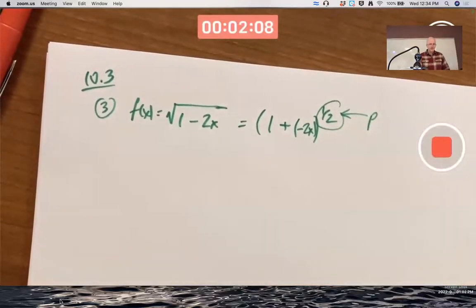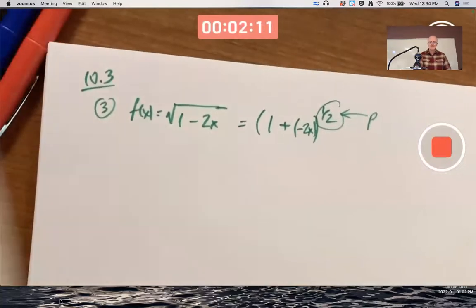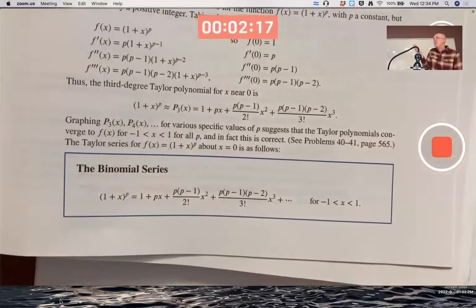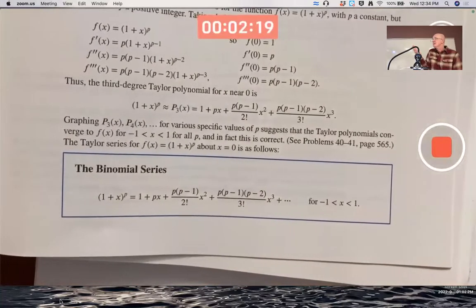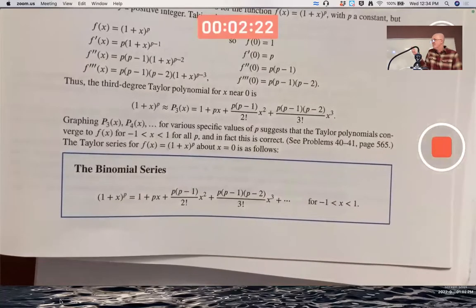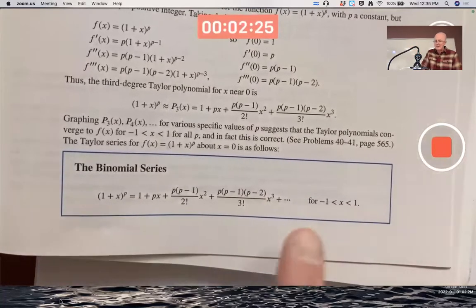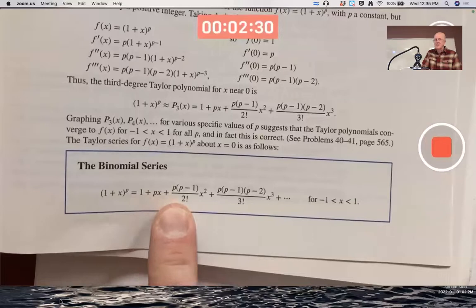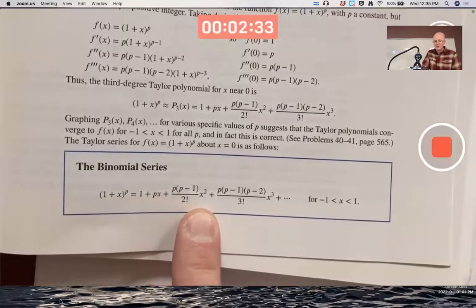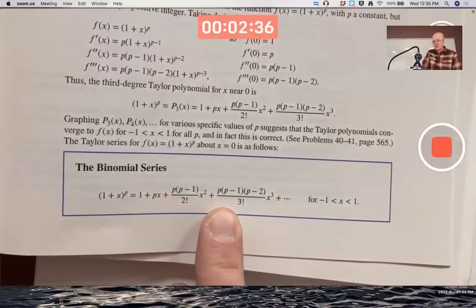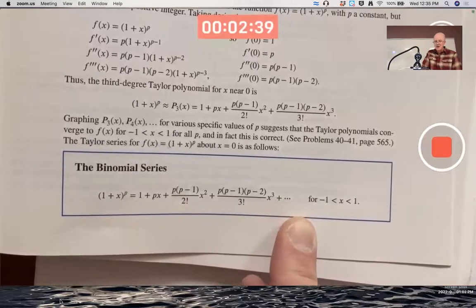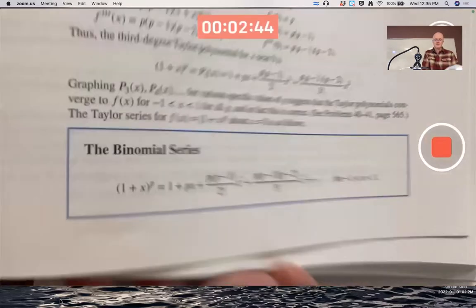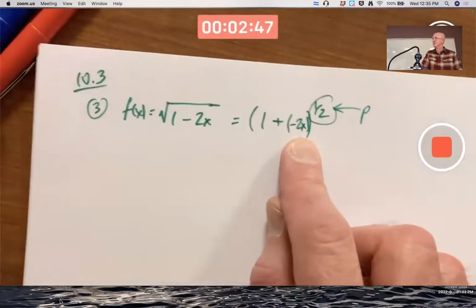Now use the formula for the binomial series. I'll remind you what it is. Here it is. 1 plus x to the p, where x is any old number. So effectively, in our problem, negative 2x represents any old number, at least between negative 1 and 1. You get this expression, 1 plus px plus p times p minus 1 over 2 factorial x squared plus p times p minus 1 times p minus 2 over 3 factorial times x cubed, et cetera. As long as the thing playing the role of x is between negative 1 and 1, this will work. And that's what we do here. Negative 2x plays the role of x.